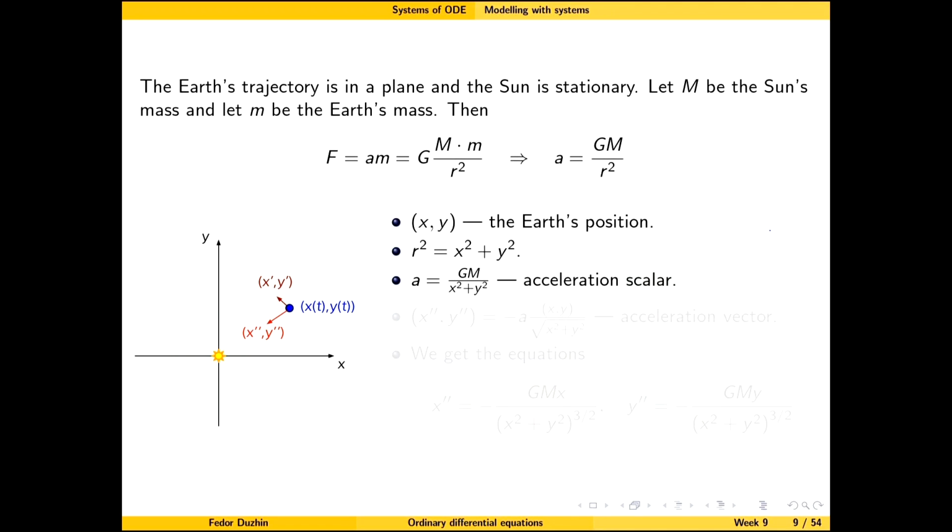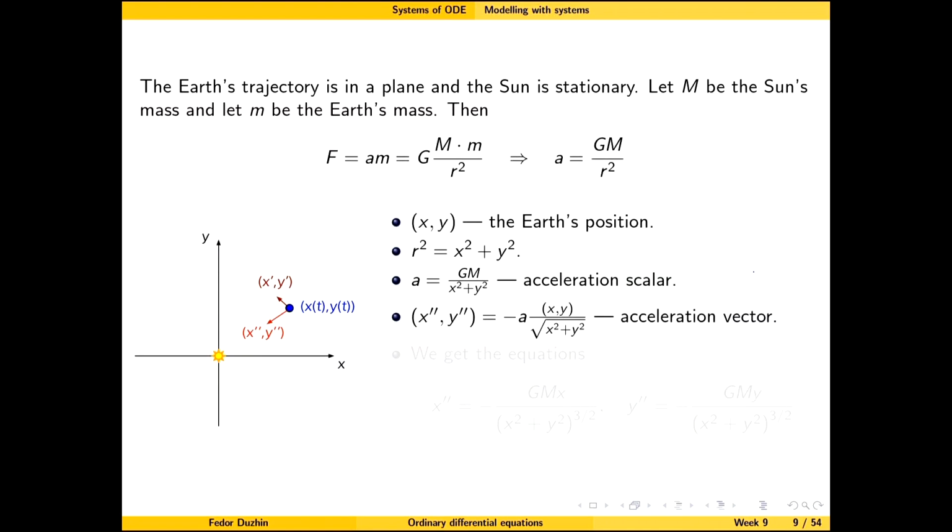The acceleration is actually a vector quantity. So what Newton's law of gravitation tells us is that the norm of the acceleration vector, the length of the acceleration vector, is GM over r squared. So it's a scalar quantity. The acceleration vector itself is a vector, and the acceleration scalar is the norm of the vector.